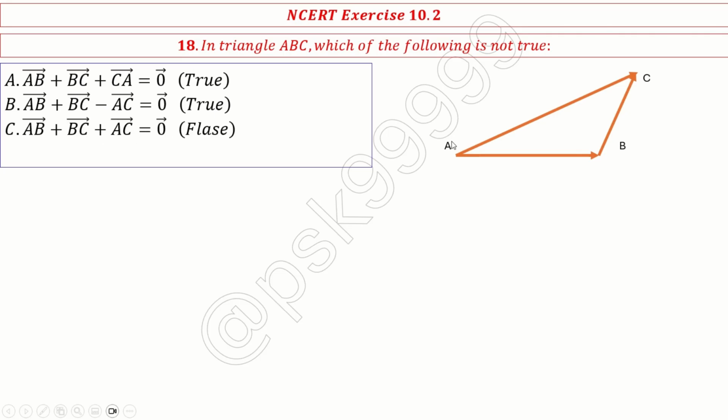This is not correct. Okay. AB bar plus BC bar plus AC bar. So it's actually coming here only, right? So this is not 0. So that is false. Other one also you can cross check.